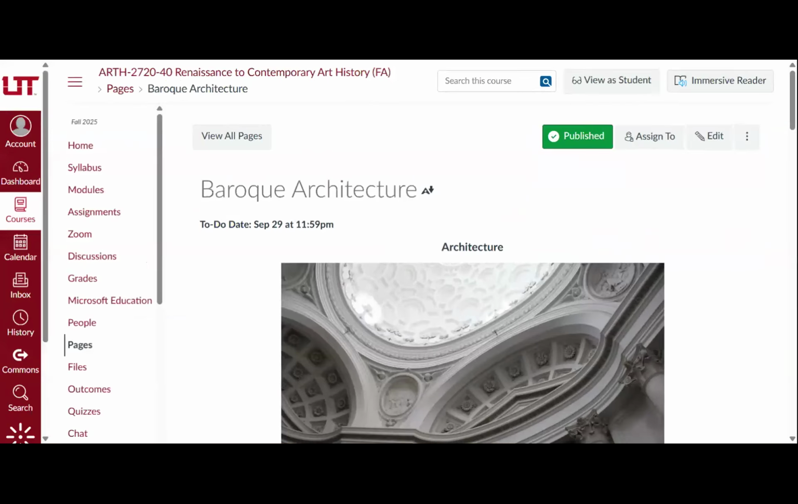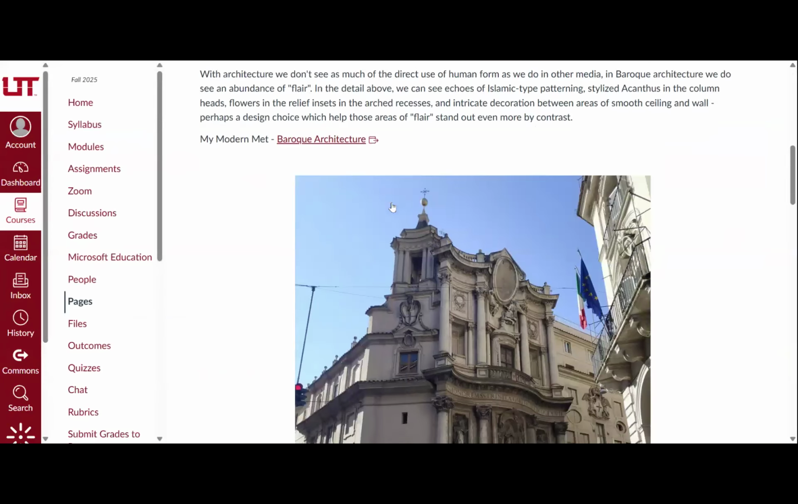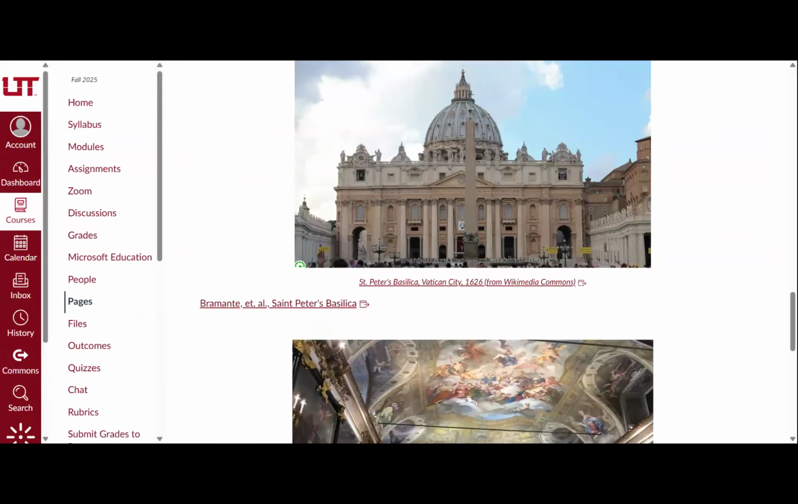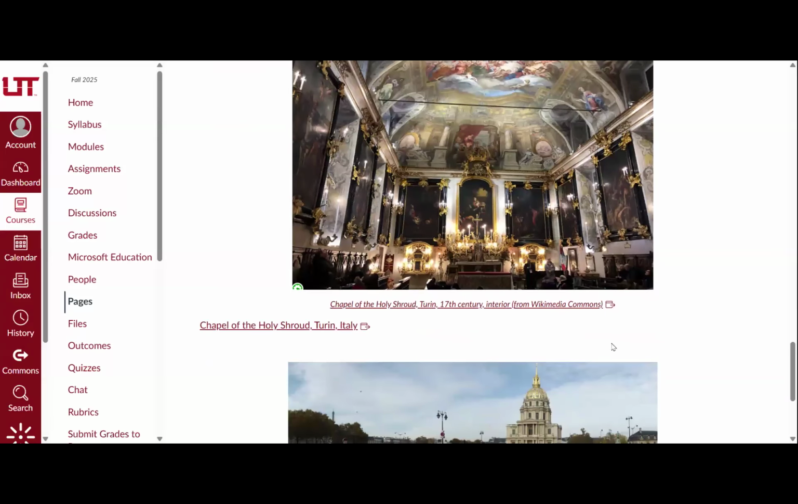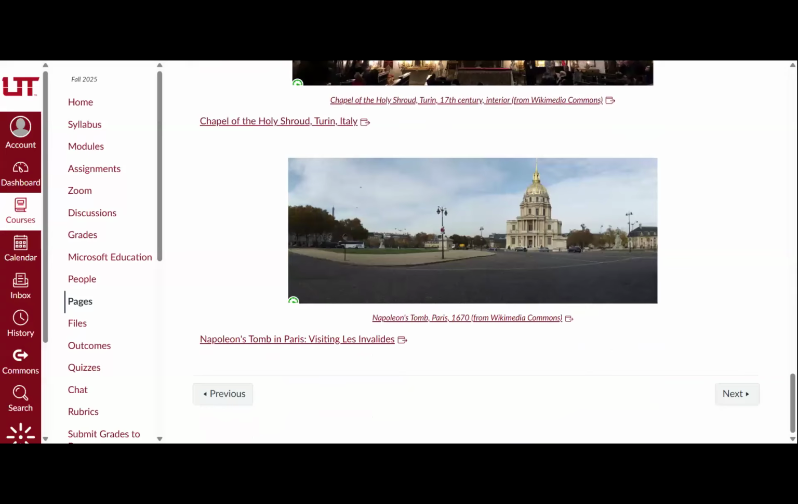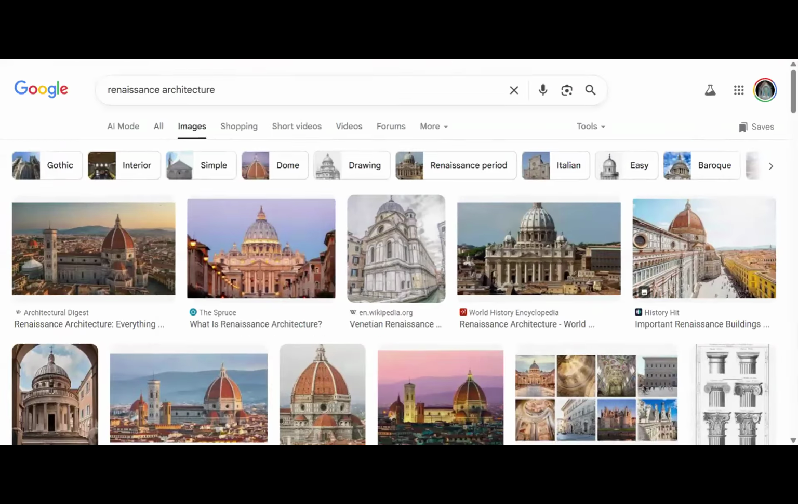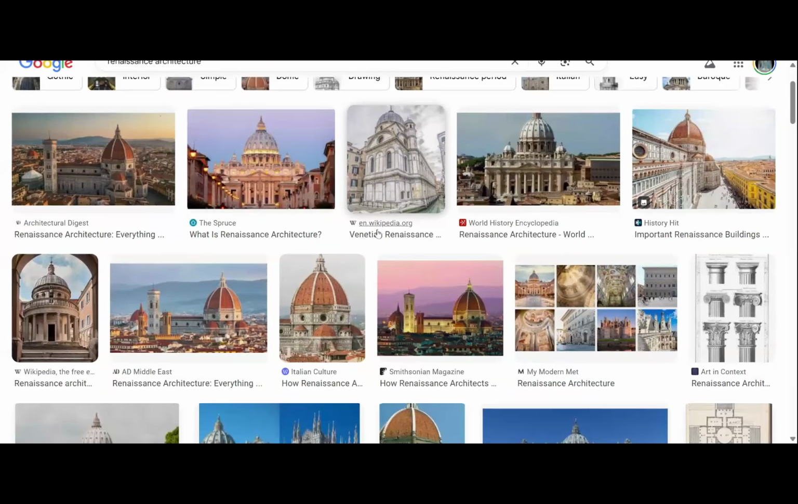Now, I'm going to step away from that and look at architecture, Baroque architecture. And I don't have a lot of examples of Renaissance architecture in here. So let me pull up an image from Renaissance architecture, and hopefully you can see some of the differences. And we're going to see some of the same parallels. So here we have Renaissance architecture.